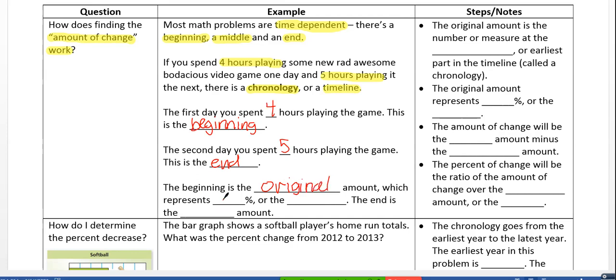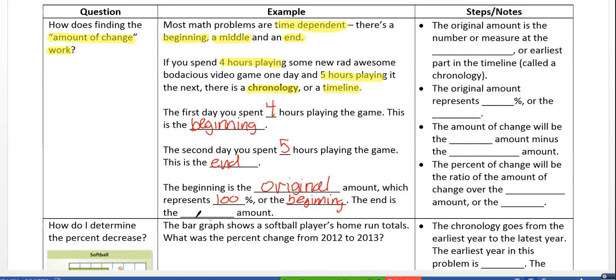Which represents what percent? The beginning, the original amount, always represents 100%. That's what you start with. That's 100%. We're going to see how much we change from 100%. Are we going up, are we going down, or what? So the original amount represents 100%, or the beginning. So that's all connected. Beginning, original amount, 100%.